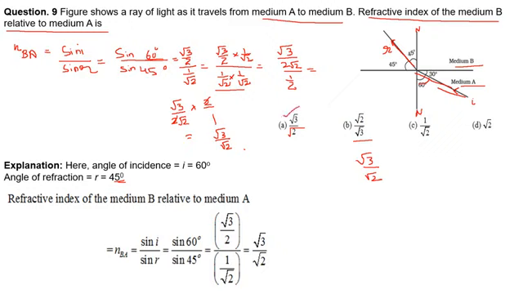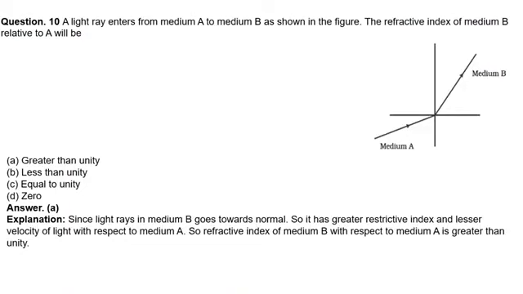Let's do the next question. Question number 10. A light ray enters from medium A to medium B as shown in the figure. The refractive index of medium B relative to A will be. So we have to find out the refractive index of medium B relative to medium A. So I will write medium B relative to medium A, and I have to see.